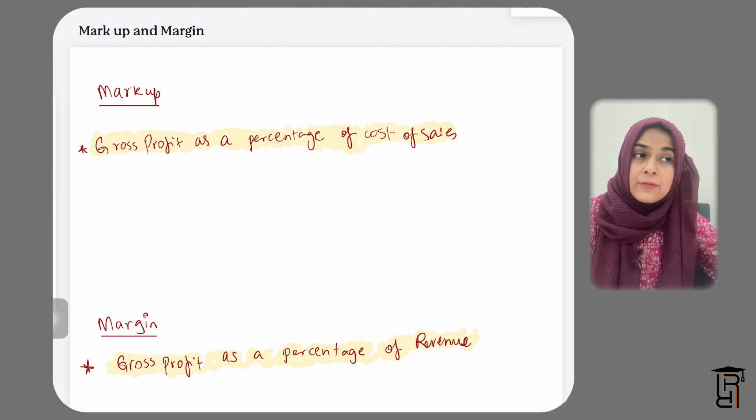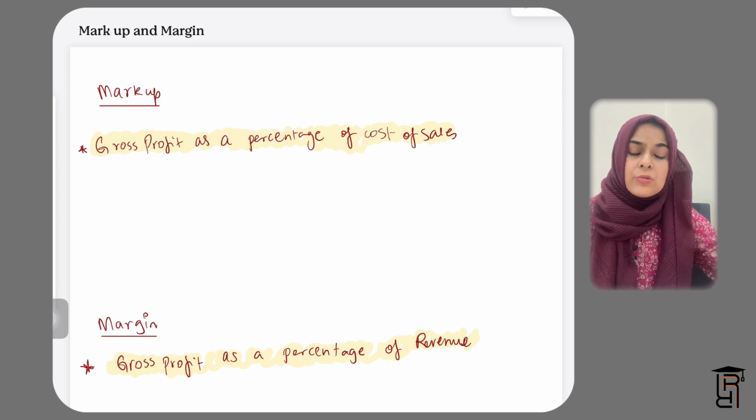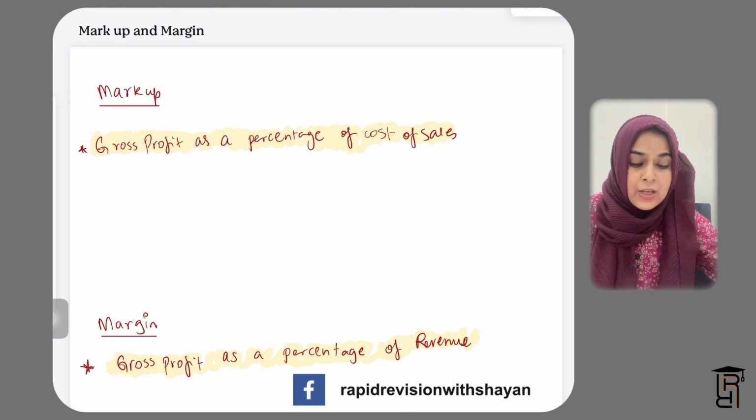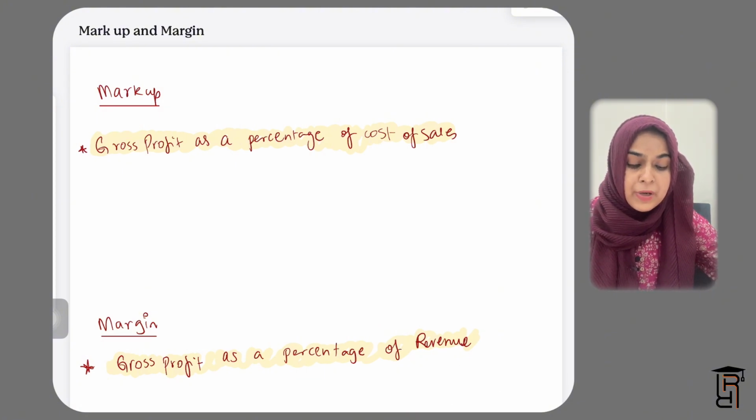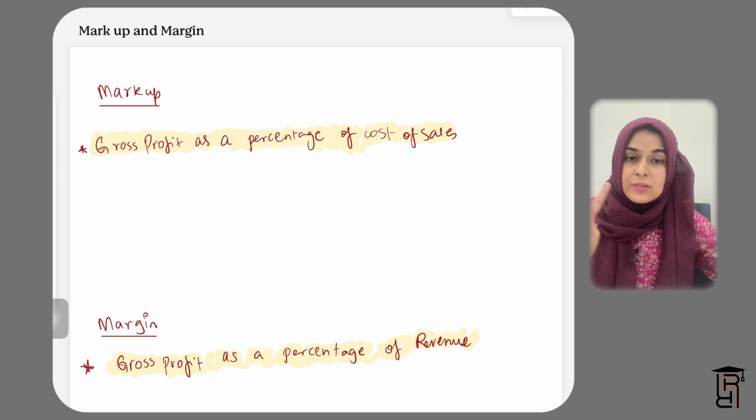And there are a lot of MCQs in the past paper. Normally there are MCQs in every paper for markup margin. Not many MCQs, but like 1 or 2 MCQs based on markup margin. So what markup is and what margin is. These are both ways of calculating your profit.